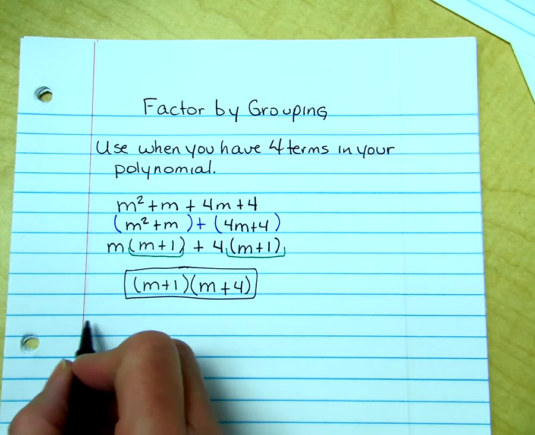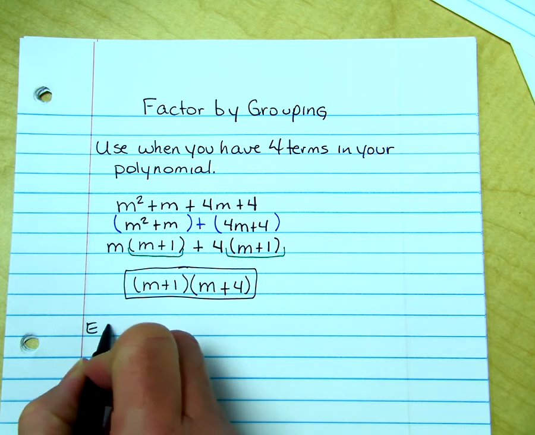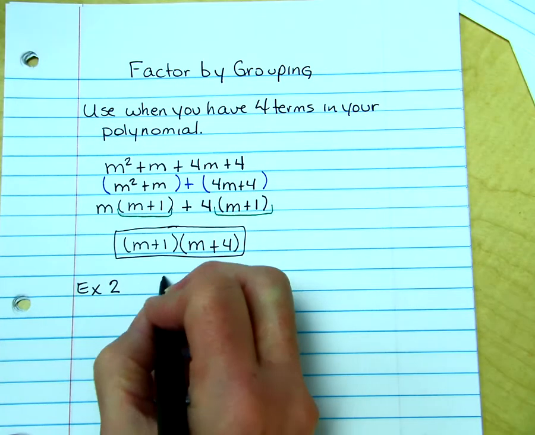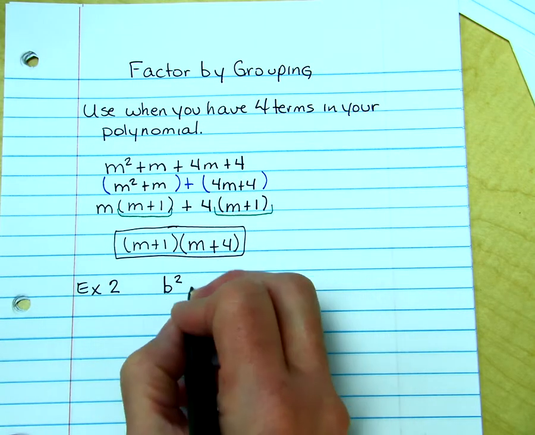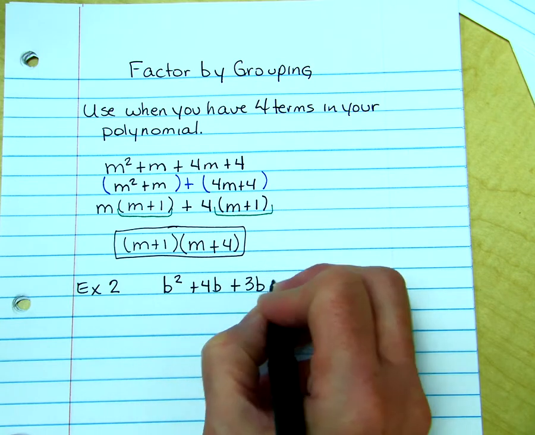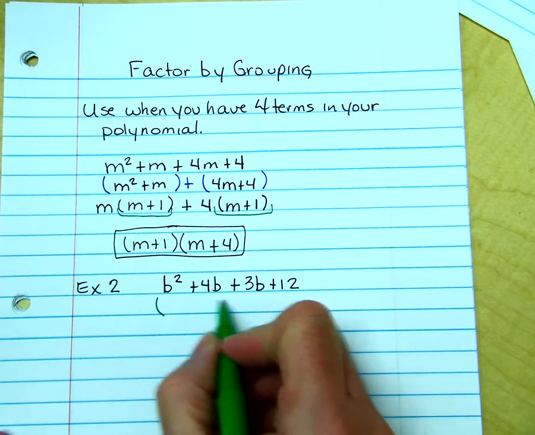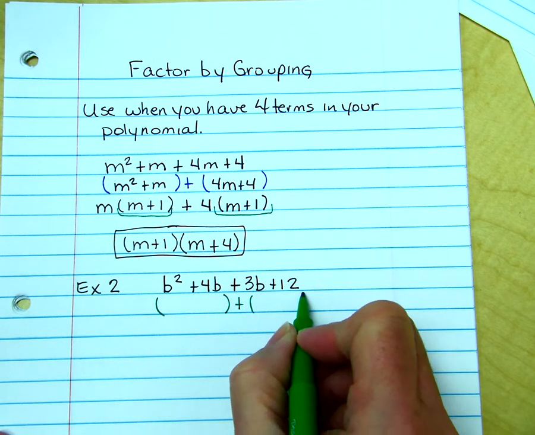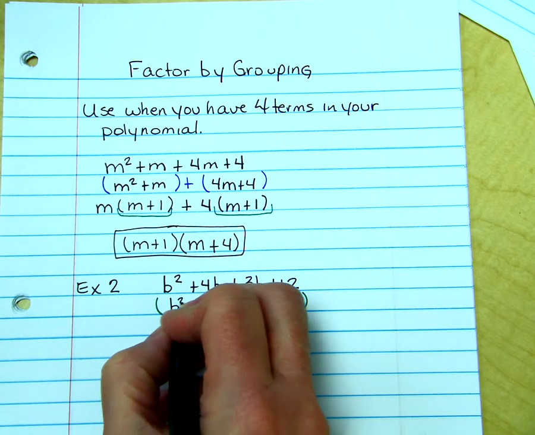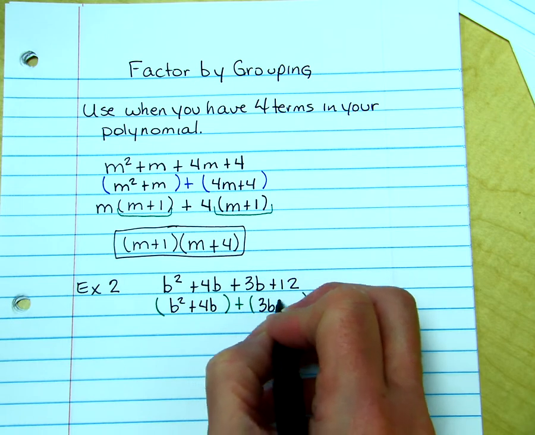So let's look at another example with everything positive. So this will be example 2. We're going to look at b squared plus 4b plus 3b plus 12. Again, set up the two groups. Put the first two terms in the first group, the last two terms in the second group.